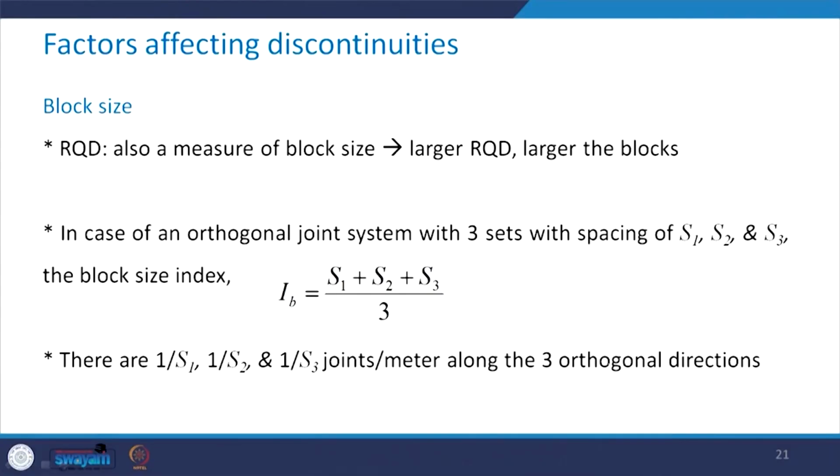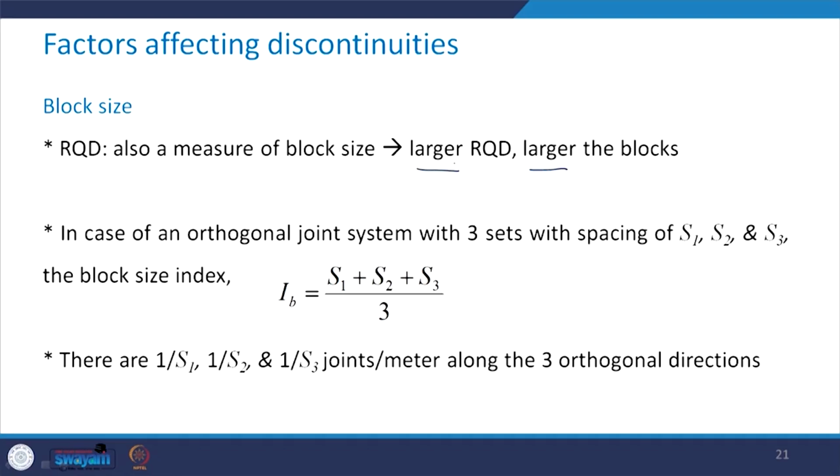Apart from these, RQD is also a measure of block size. You know how to determine the RQD. Whatever pieces of the core have a length of more than 10 centimeters, you add all of them, divide by the total core run length, and multiply by 100, and that is going to give you the RQD. So the larger the value of RQD, the larger will be the block size.